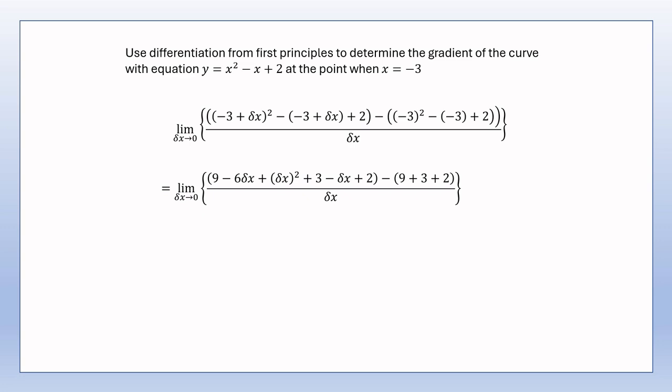And simplifying the numerator by cancelling anything that can be cancelled gives the limit as delta x approaches 0 of minus 7 delta x plus delta x squared over delta x. And now divide each term in the numerator by delta x to give the limit as delta x approaches 0 of minus 7 plus delta x, which of course is equal to minus 7. And therefore the gradient of y equals x squared minus x plus 2 at the point when x equals minus 3 is equal to minus 7.